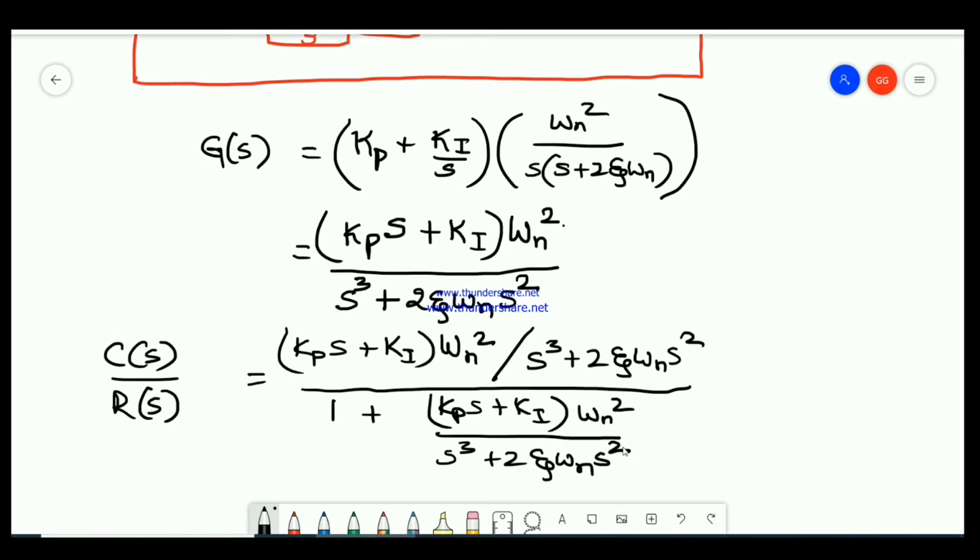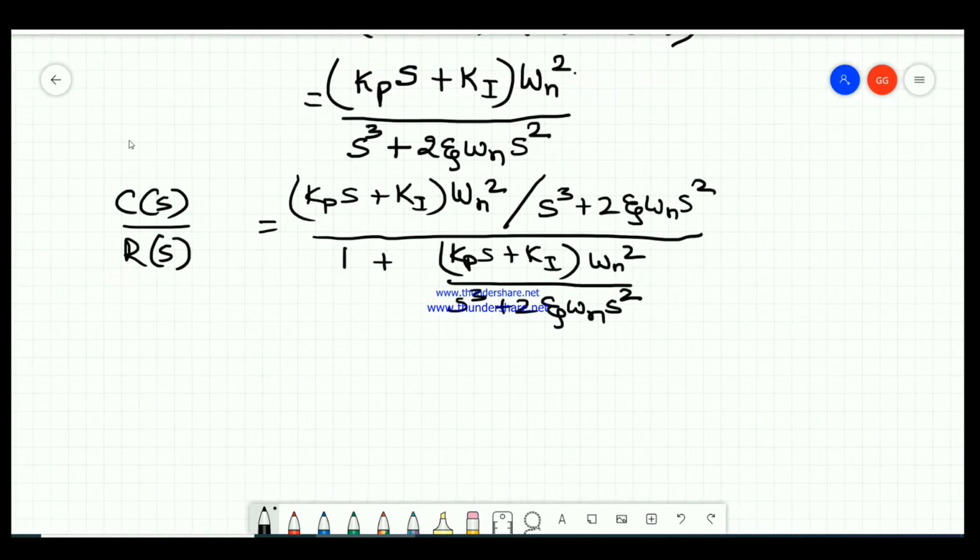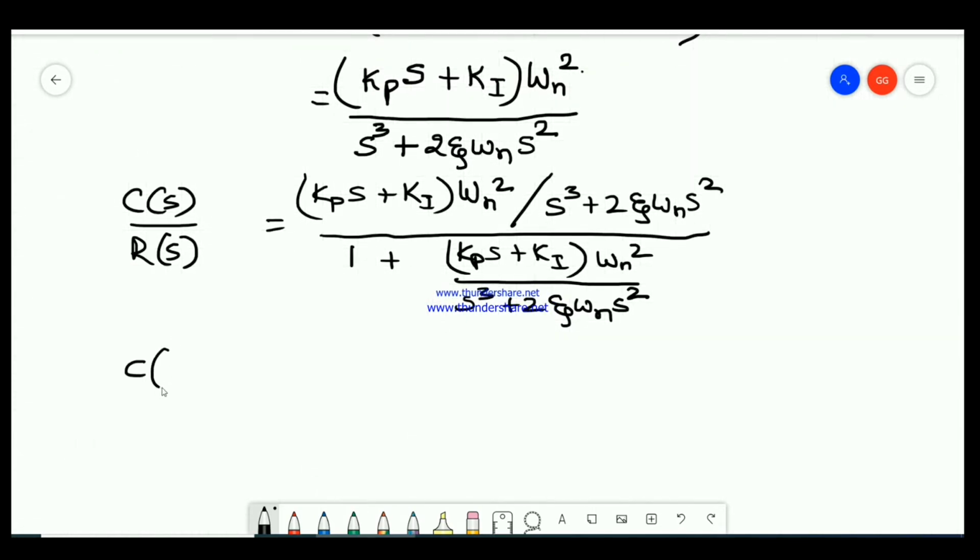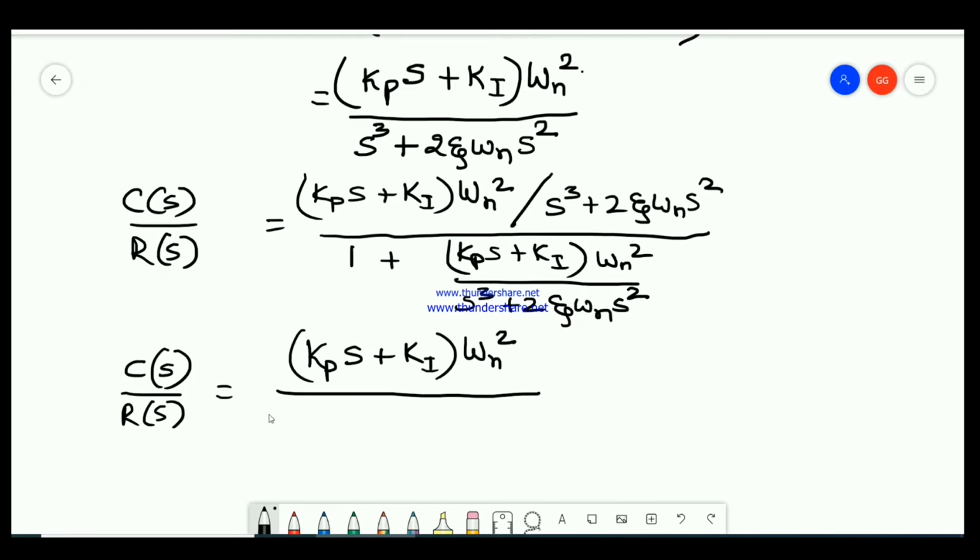Okay, now you take the LCM and cancel the denominator terms both at the top and bottom, so you get C(s)/R(s) equal to (Kp s plus Ki) into omega n square divided by s cube plus 2 zeta omega n square s square plus Kp omega n square s. Okay, so I'll just multiply it in the next step.